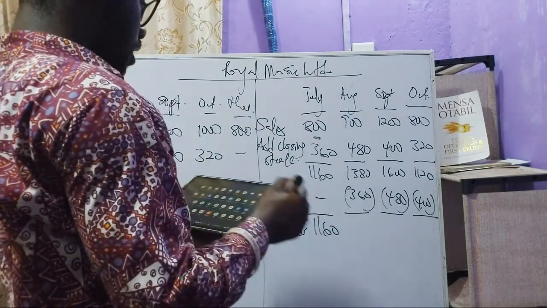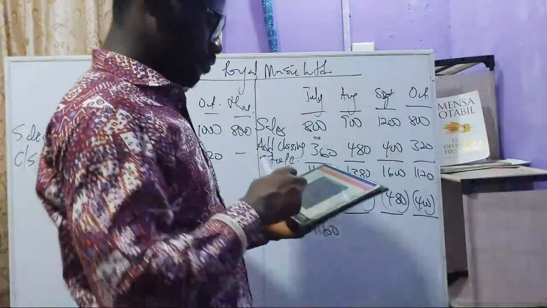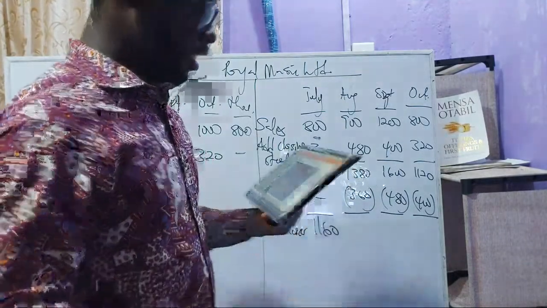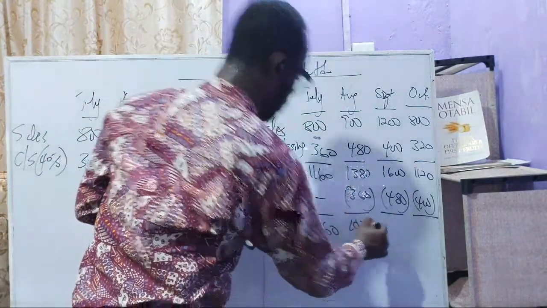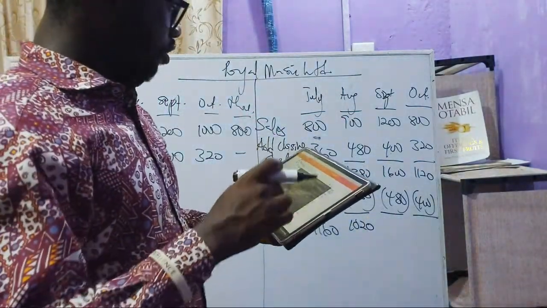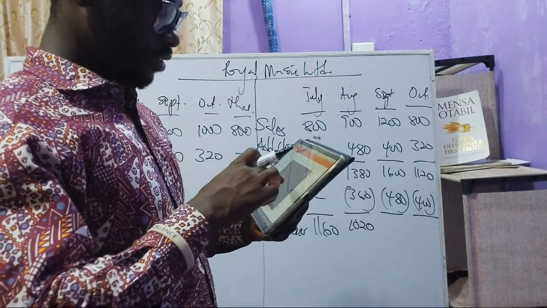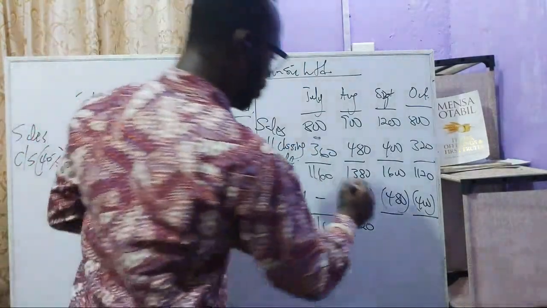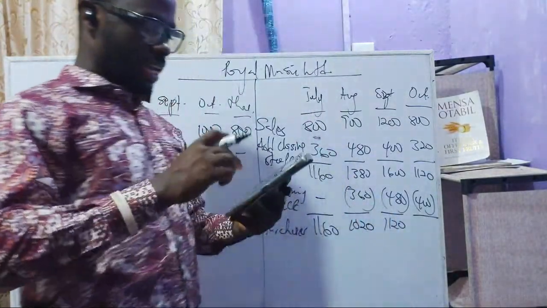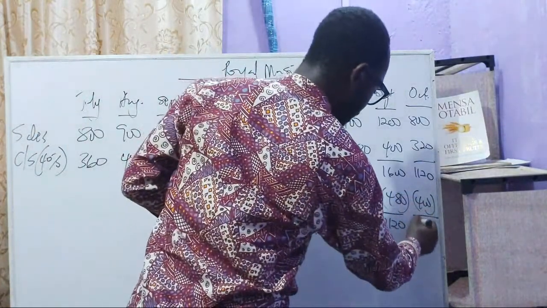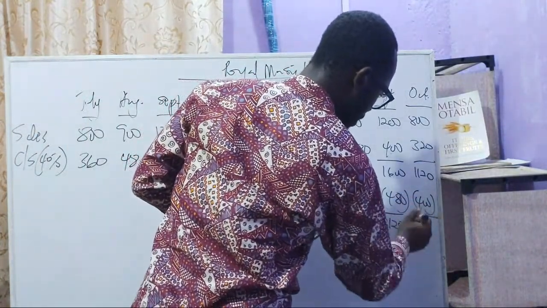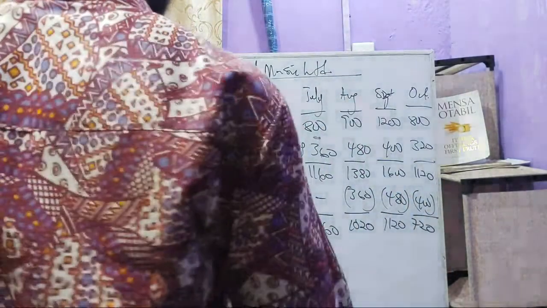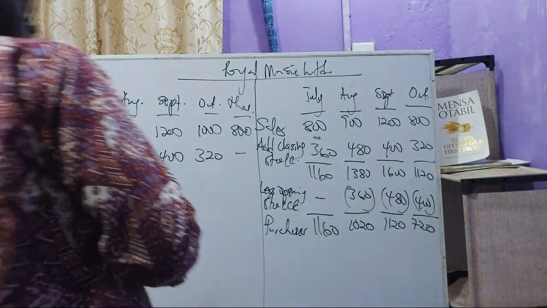Oh, I've closed my calculator. Let me open it up. So 1380 minus 360. That'll be 1020. And then we're also going to have 1600 minus 480, and that's 1120. Then we'll have 400 from this, and that'll be 720 in relation to that. Am I right? Yep, 720 in relation to that.